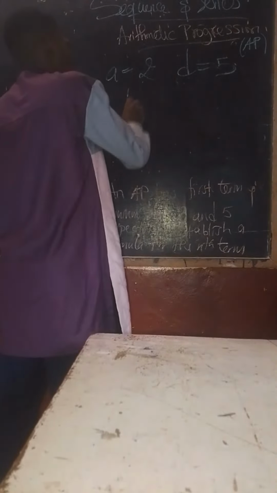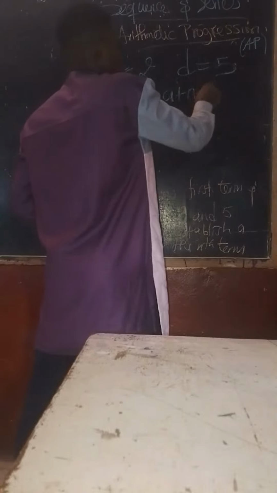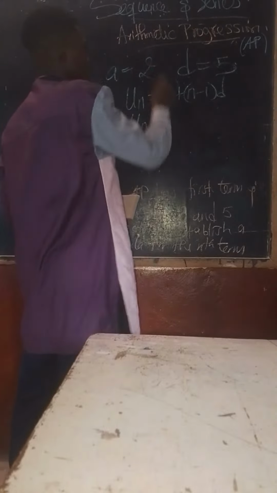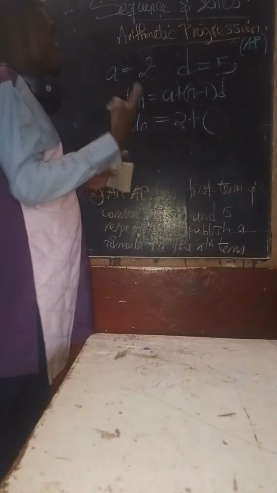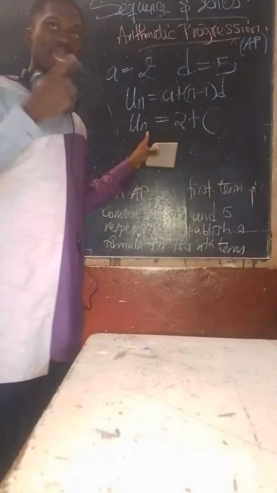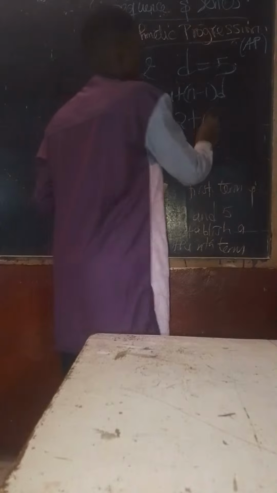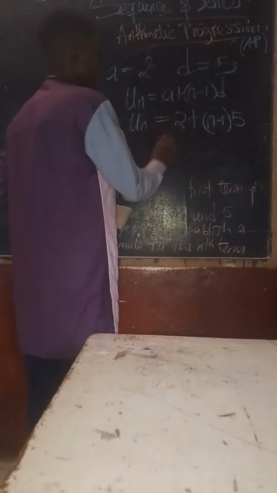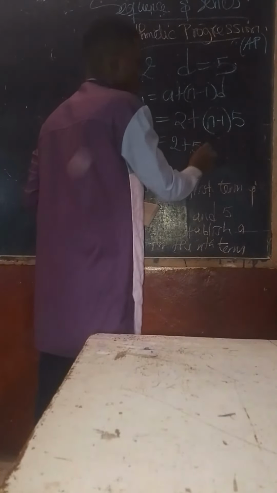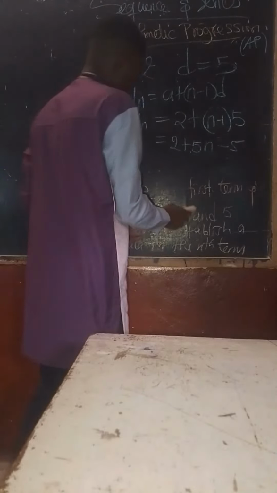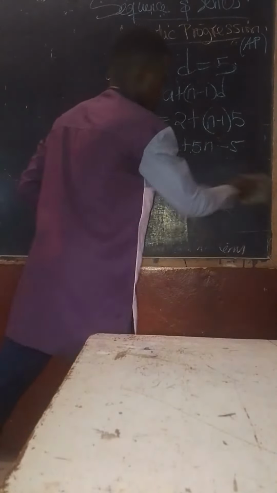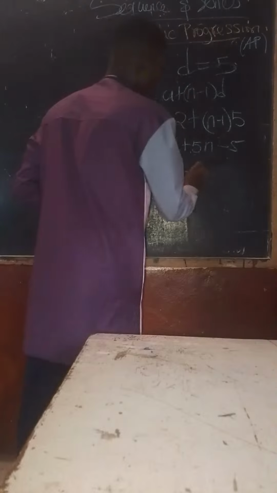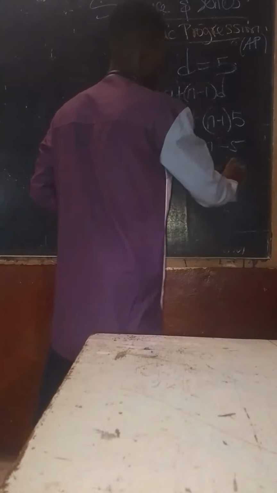You now know that the nth term Un is a plus n minus 1 d. So you substitute. The nth term is now a, which is 2, plus n minus 1. You still maintain n because I'm looking for the nth term. Then your d is 5. Now you work on this. This is the same as 2 plus 5 times n, which is 5n, and 5 times 1 is 5. So this gives you Un being equal to 5n minus 3.